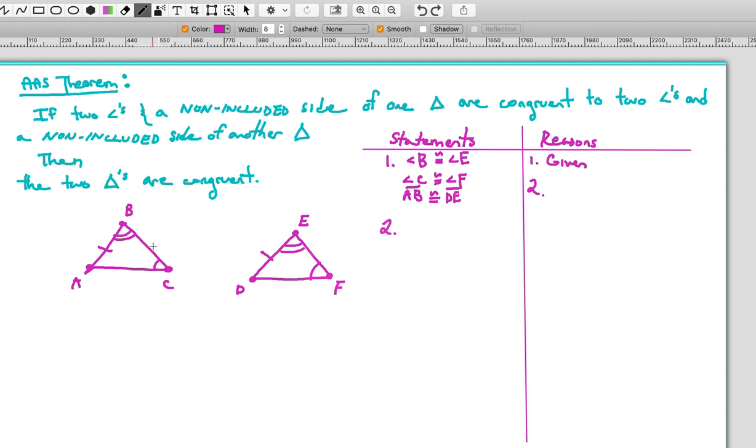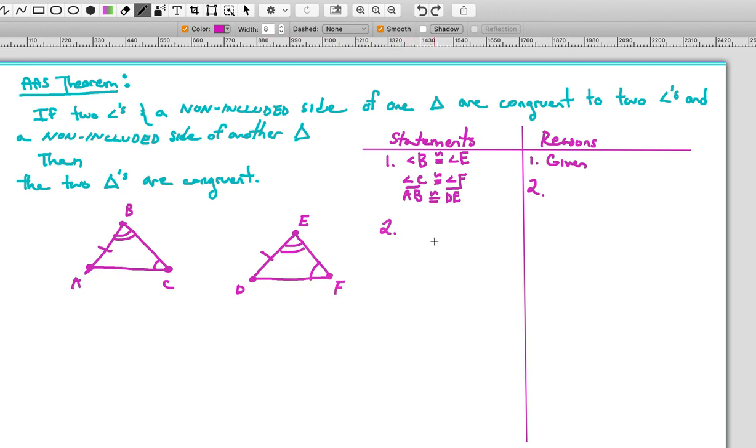It is not guaranteed that BC is congruent to EF. We're not given that. We're given that a non-included side, AB, is congruent to DE. So we're going to prove that these two triangles are still congruent even though it's the non-included side that's congruent.